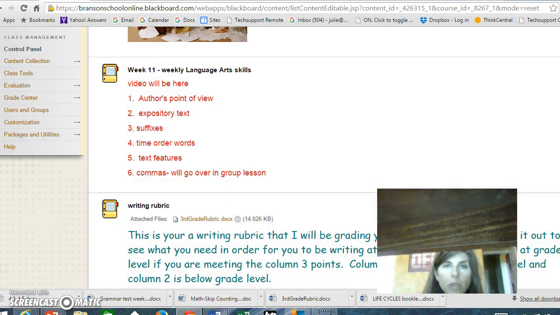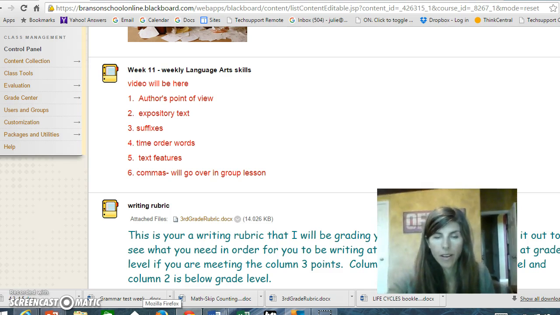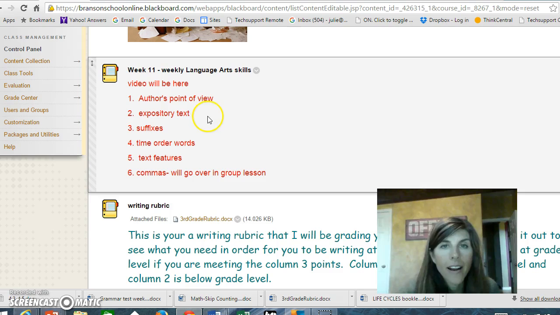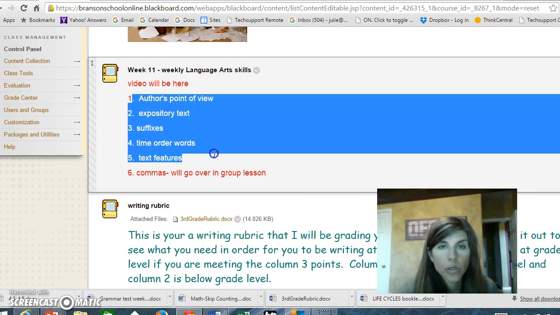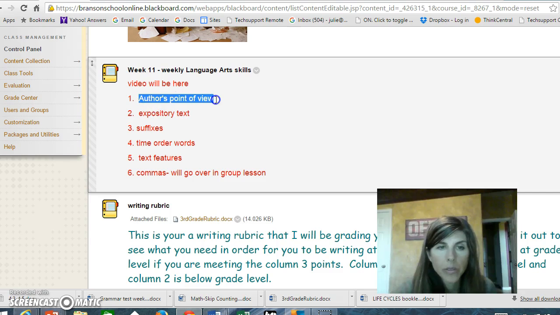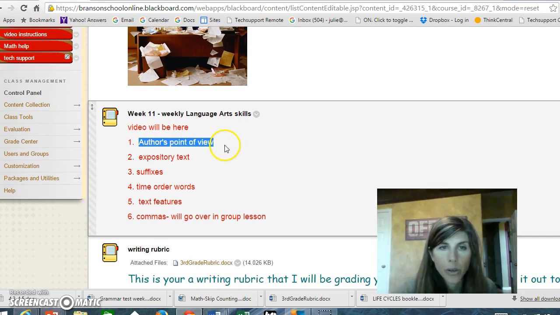Okay, so we are going to go over the language arts skills for this week. These are the skills that you'll need to do in order to do your turn pages and to learn better from them. And the first thing we will do is the author's point of view.